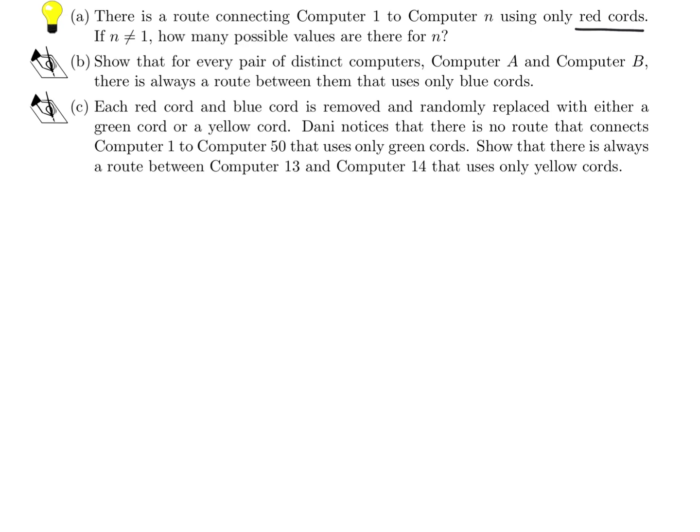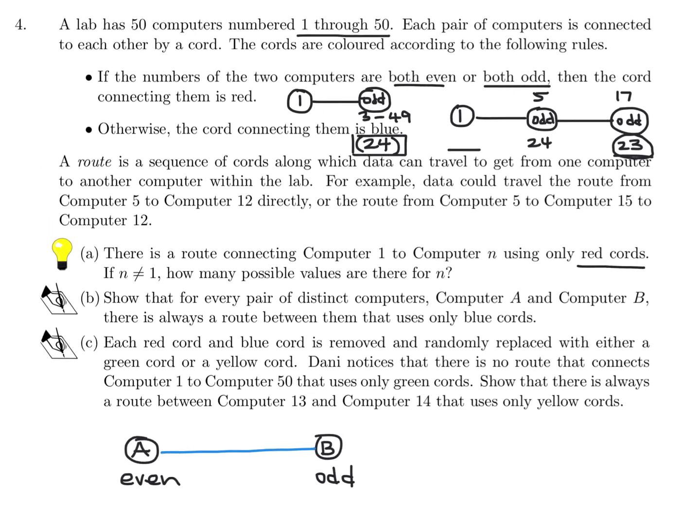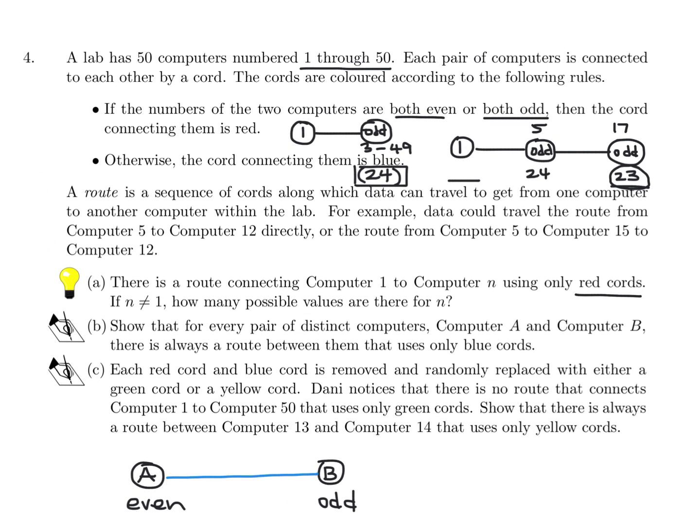Show that for every pair of distinct computers, computer A and computer B, there's always a route between them that uses only blue cords. Okay, so first of all, we have computer A and computer B. Now, if this is even and this is odd, meaning they have different parity, then the connection between them would be blue, right? Yeah, different parity, it's blue.